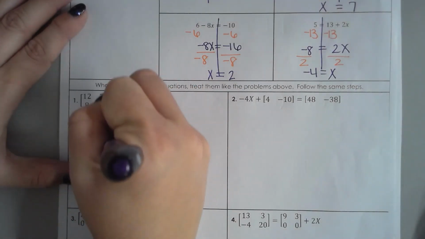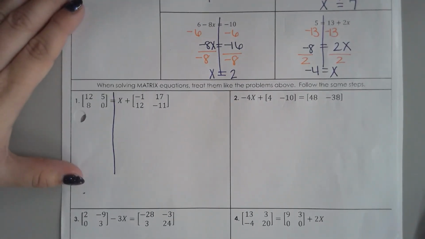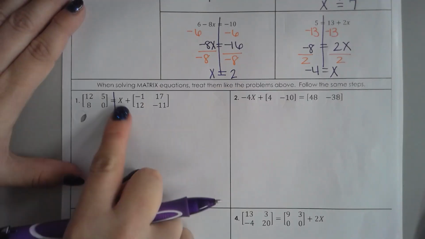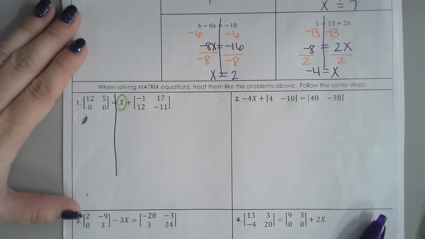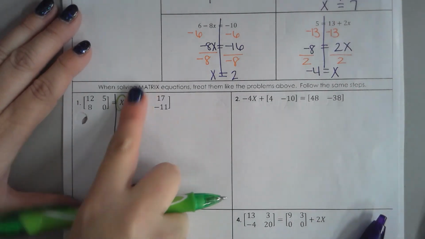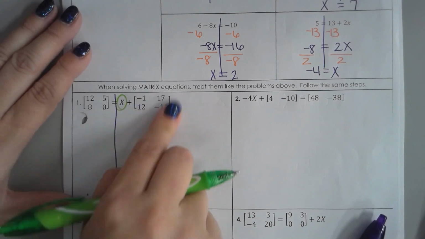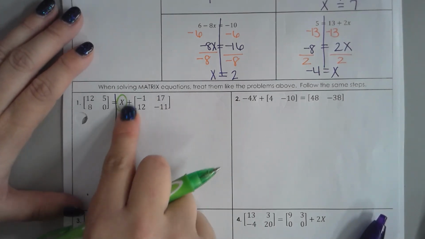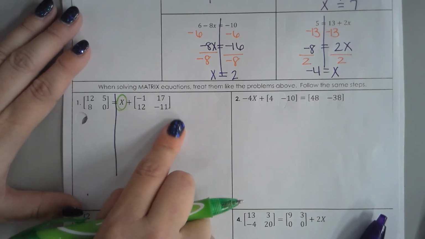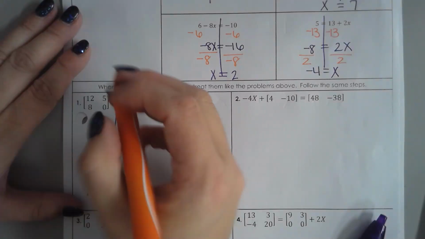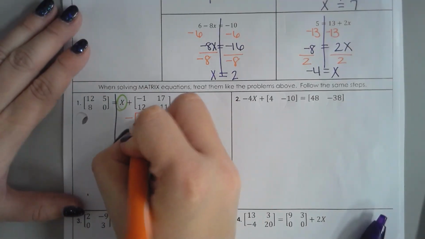Okay, so you're going to draw the line down the equal sign. Okay. And here's my x. I'm going to circle that because that's what I'm trying to get by itself. This matrix, it's x plus this matrix. I want to get rid of the matrix. So that matrix is being added. The opposite of addition is subtraction. So I'm going to subtract this matrix from both sides.